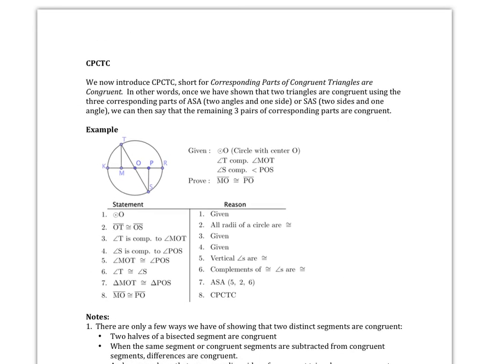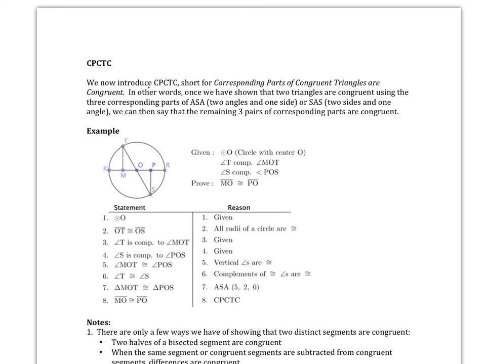Okay, CPCTC. CPCTC, just practice saying it fast. Corresponding parts of congruent triangles are congruent. So when we prove two triangles congruent, let's say by ASA or by SAS, what we've done is we've established that we have a pair of congruent angles, a pair of congruent sides, and a second pair of congruent angles, but we haven't said anything about the other two sides or the other angle. Same here, we've found 3 matching pairs of pieces of the triangle, a pair of sides, a pair of angles, and a second pair of sides, but we've said nothing about the other pair of sides and the other 2 pairs of angles.